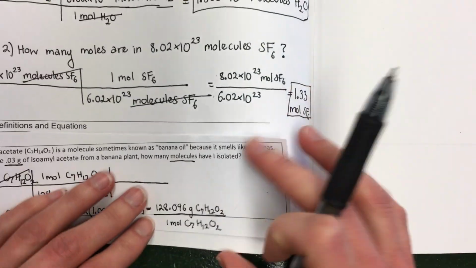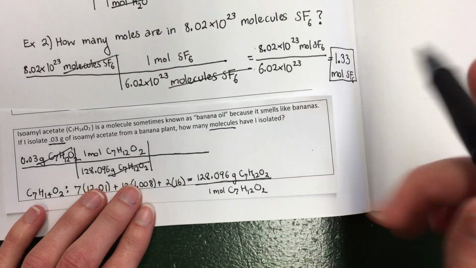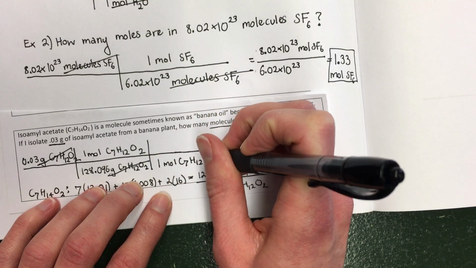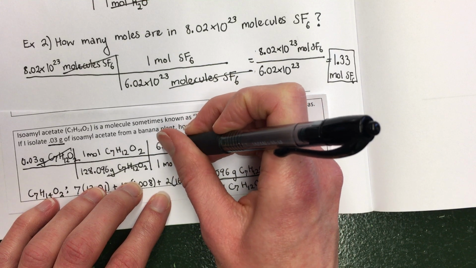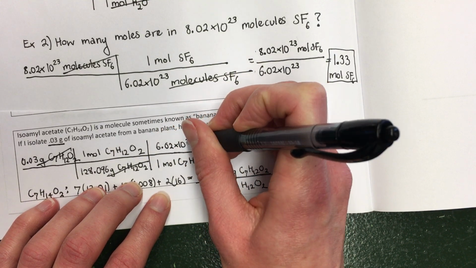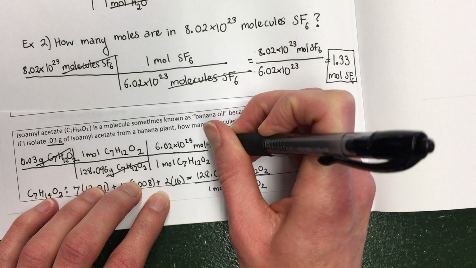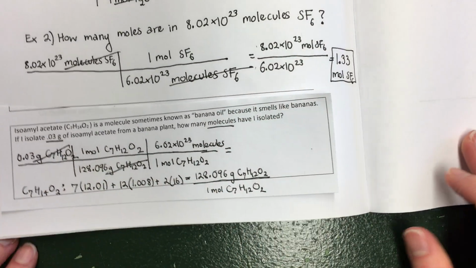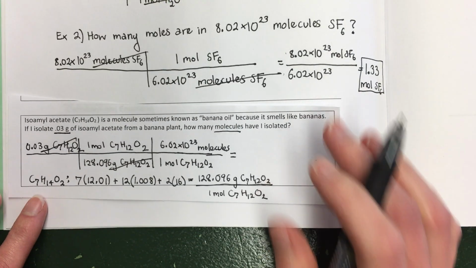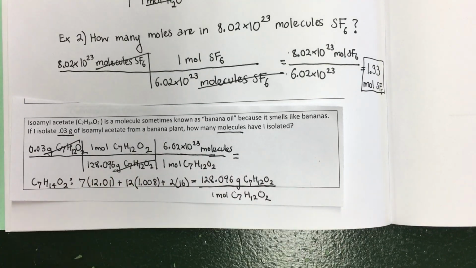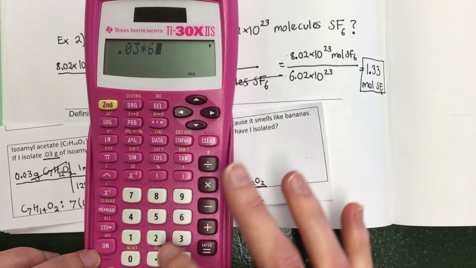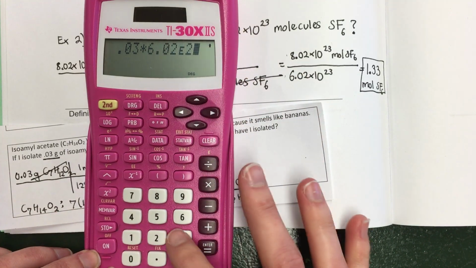So I use this Avogadro's number. I want to cross out moles, so I'm going to use 1 mole of C7H12O2 on the bottom, and 6.02 times 10 to the 23rd molecules. And I should write the name of the compound after that, but I think I'm going to run out of space, so I'm going to not do that step. Then we're going to multiply everything on the top.